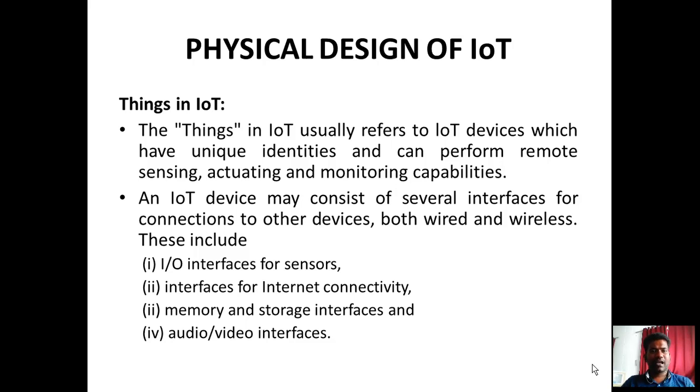unique identities or unique identifications, because when many IoT devices are grouped together performing a particular task, the system would be confused about the identifications. So each and every IoT device has a unique identity. IoT devices may consist of several interface connections to other devices.